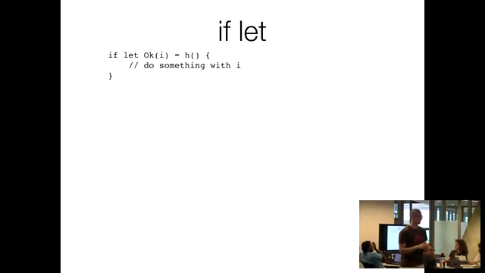Here we've got a result type, and so we're going to match the OK pattern. If we've got OK, we're going to do something with the value we got, and it binds the variable I in the same way as match does. And if it's not that, then we're just going to carry on.